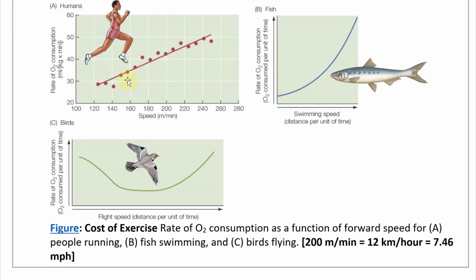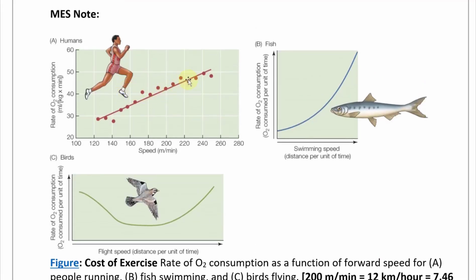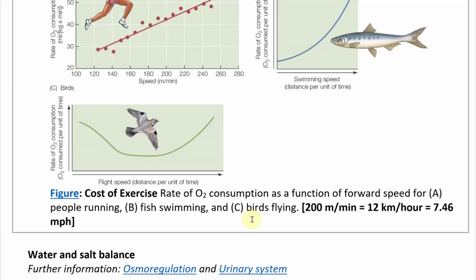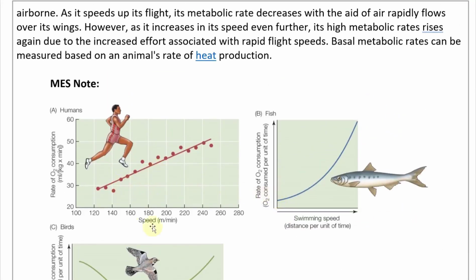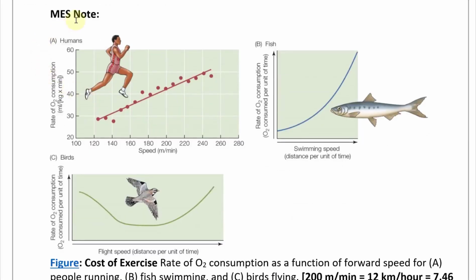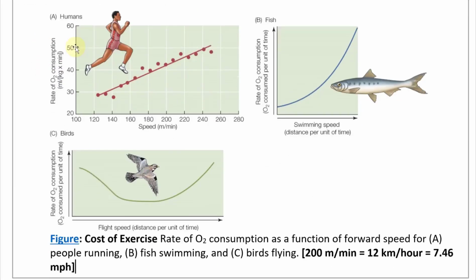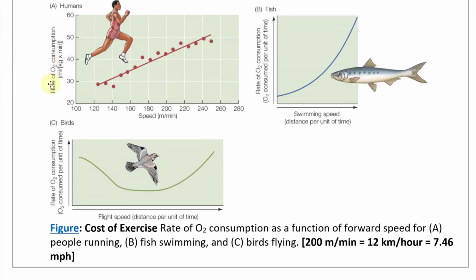It's pretty much like a jog, and you can increase it. Usain Bolt would probably be around 40 kilometers per hour, so about 3.5 to 4 times the speed of this. So right here we have humans running, and the rate of O2 consumption increases linearly with speed.